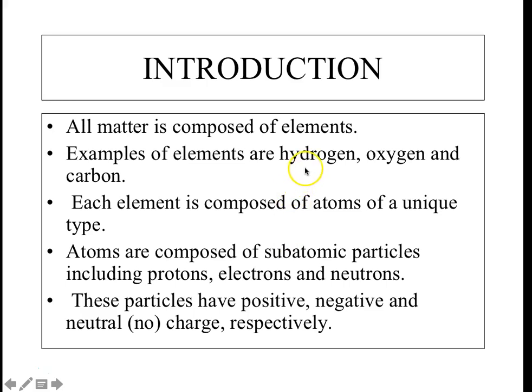The main elements in the human body are hydrogen, oxygen, and carbon. And you'll learn more about that when you take Gen Chem here and Organic Chem here as well. So I'm not going to explain a whole lot of it, but just briefly brush over it. So each element is composed of atoms of a unique type.